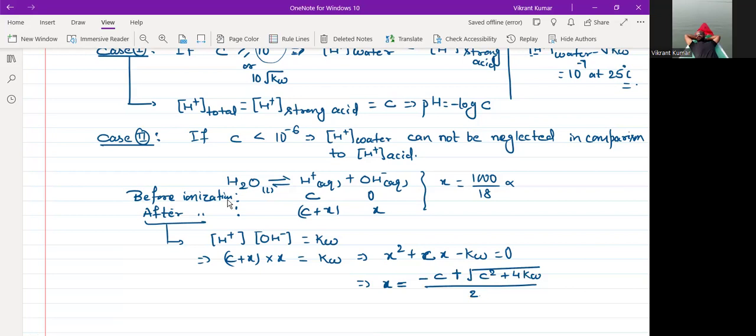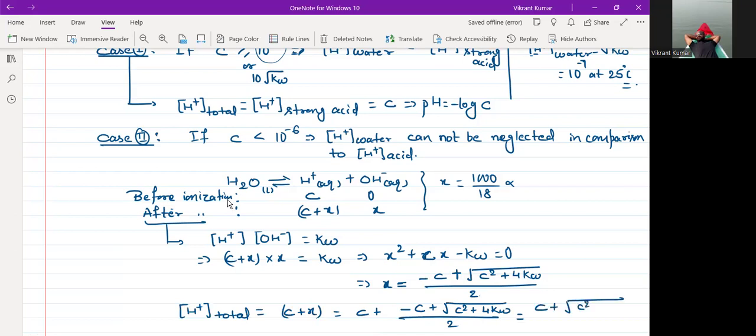Now if I have to write, अब इसमें दो क्वेश्चन पूछ सकते हैं, मान लो अल्फा पूछ दिया वाटर का, तो I'll write x की जगह 1000/18 अल्फा, है ना? But otherwise if I have to calculate H plus total, that becomes C plus x, and that will become C plus this whole thing. And if you simplify it, you'll directly be getting this one. Just solve it, you will get this one. माइनस का साइन सिर्फ प्लस में कन्वर्ट हो जाता है, बस इतना ही होता है. देख लो एक बार, कहीं डाउट है तो पूछ लो.